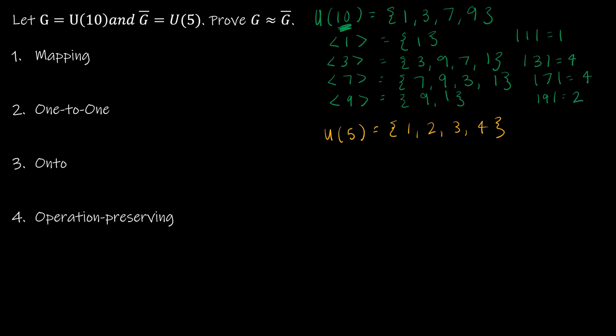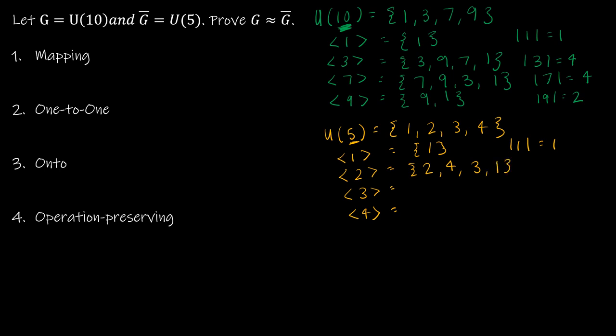Now let's do the same for the elements of U5. So 1, 2, 3, 4. 1 still just generates 1, and in fact is still the identity. 2 squared is 4, 2 to the third is 8, but mod 5 this time, 8 would be 3, and then 16 mod 5 would be 1, so that does generate the set.